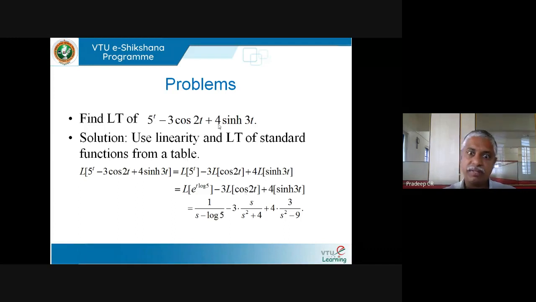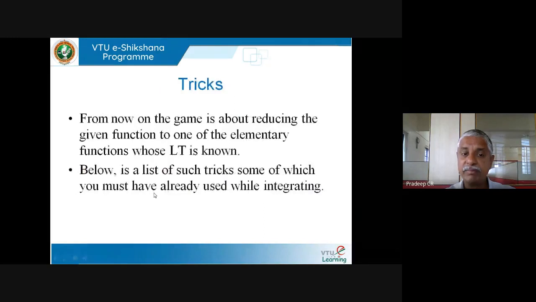So remember, even if the independent variable is in the power, I use this transformation. You can interchange them; you can write this as this. Both are the same, and for this I know the Laplace transform. So the game is about reducing the given function to one of the elementary functions whose Laplace transform is known. Elementary functions means those 8 functions in the table. If you can reduce it to them, you are done.